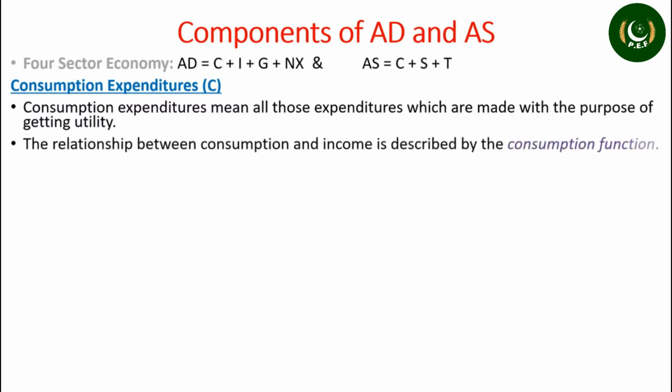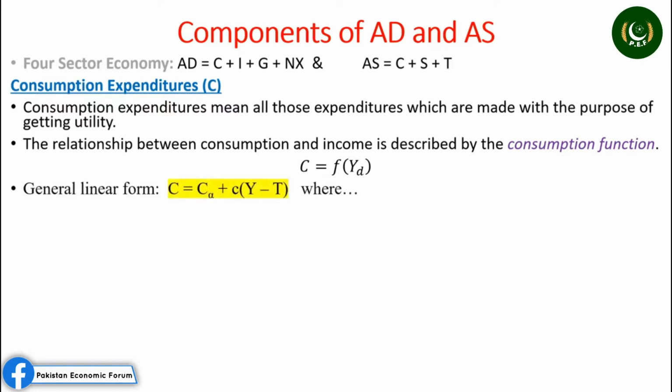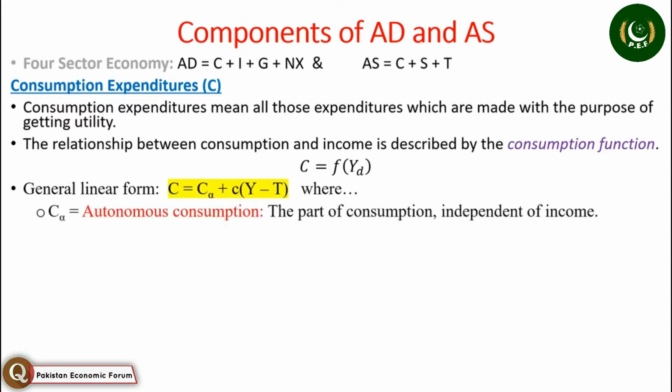The relationship between consumption and income is described by consumption function, which is consumption is a function of disposable income. The general linear form is where C alpha represents autonomous consumption. This is the part of consumption which is independent of income. That is, it is the portion of consumption expenditures that are there even if income is zero.